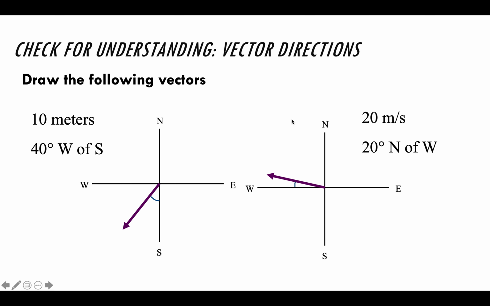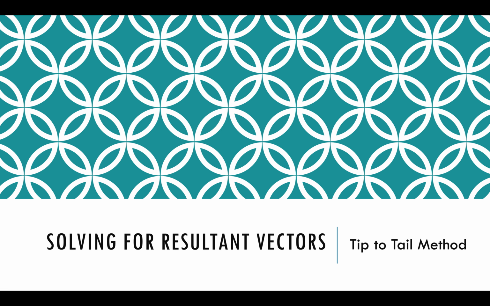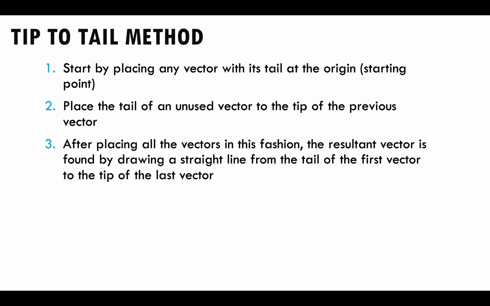All right, now let's move on with solving resultant vectors, and we're going to start with the tip to tail method. The simple steps for this method: you start by placing any vector with its tail, or where you first start drawing the arrow, at the origin or your starting point. Then you place the next vector of any unused vector, if you have a list of vectors, to the tip of the previous one in the direction that you're supposed to go. If it says you go to the right, you draw it to the right. If it says to the left, you draw it to the left.